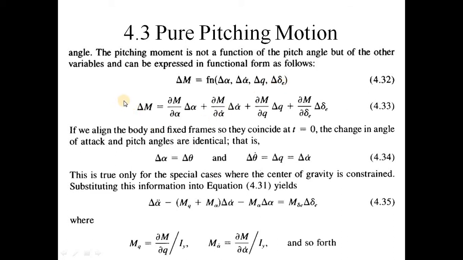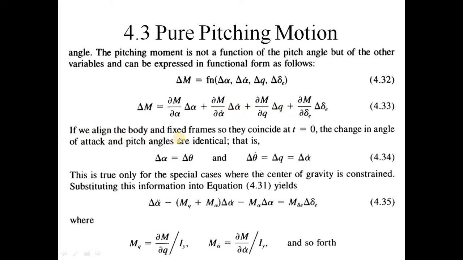Then we expand into this Taylor series. This is where we get our derivatives: del M over del alpha times delta alpha, del M over del alpha dot times delta alpha dot, and so on.